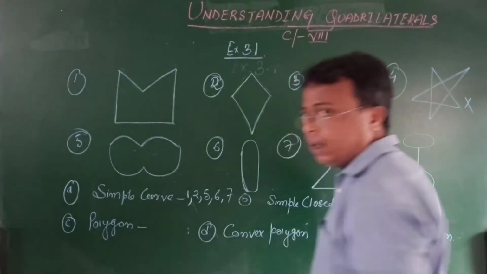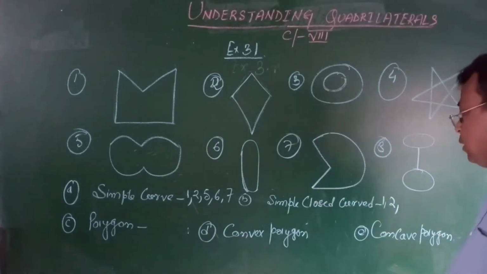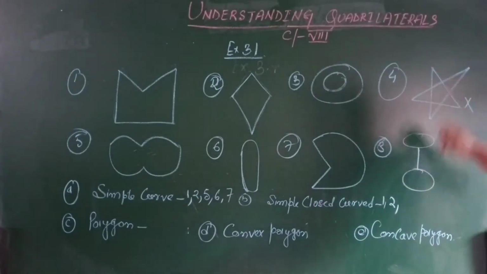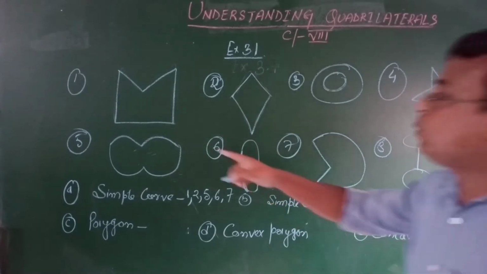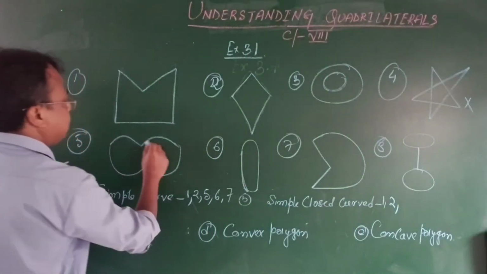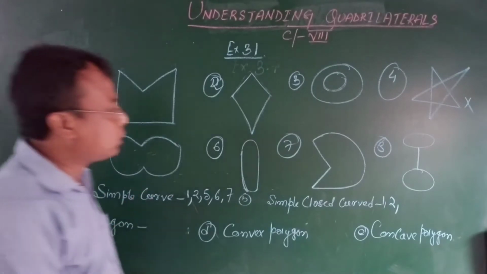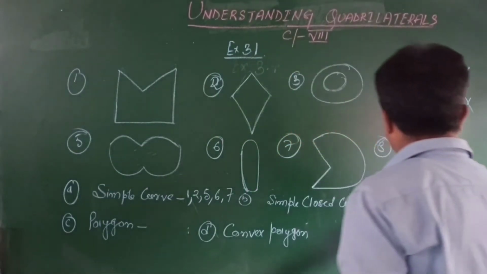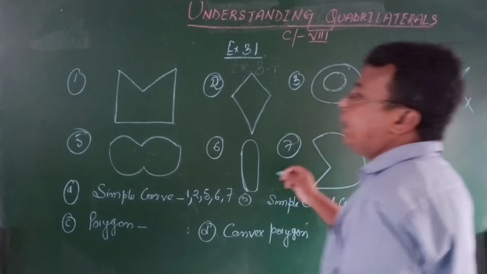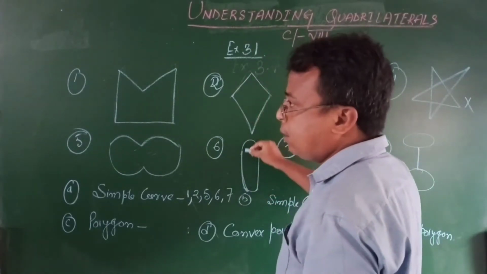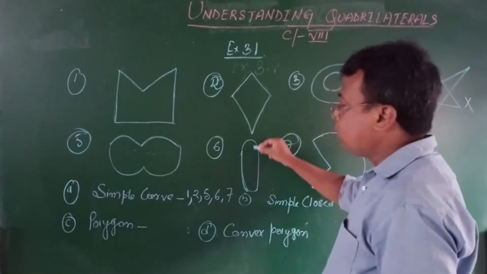It is not a simple curve. That's why no. Figure number 4. It is not a simple curve. And this one, figure number 5. You see, this is a simple curve plus it is closed. So it is a simple closed curve. 1, 2, and figure number 5, and figure number 6. It is closed plus it is a curve. So it is a closed curve.